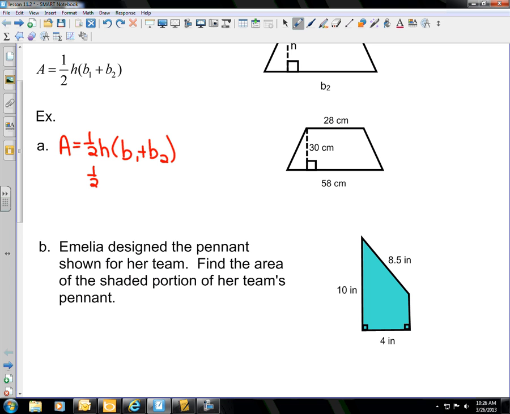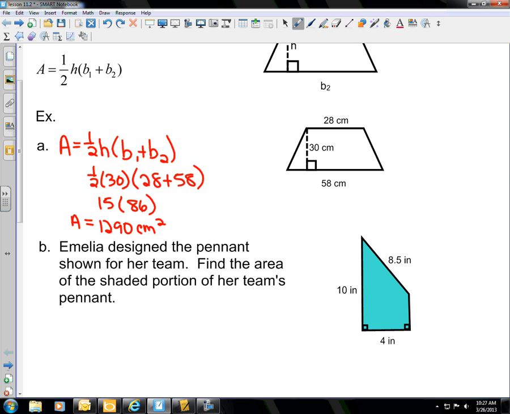Okay, so my height is 30, and base 1 is 28, base 2 is 58. I'd probably take half of 30, which is 15, and then the sum of my bases is going to be 86. And so 15 times 86 is what? 1290, and we're in centimeters squared. All right, so any questions on how I set that up?